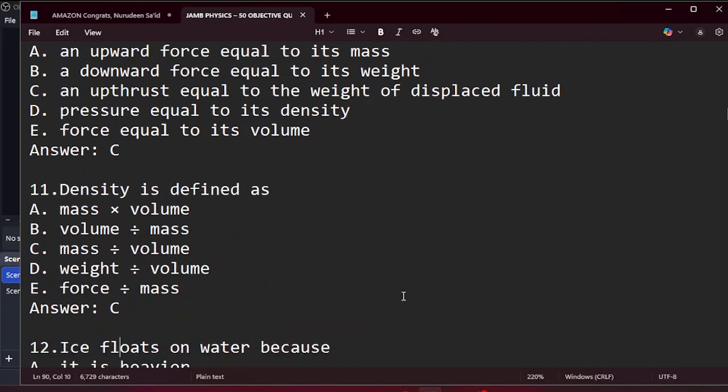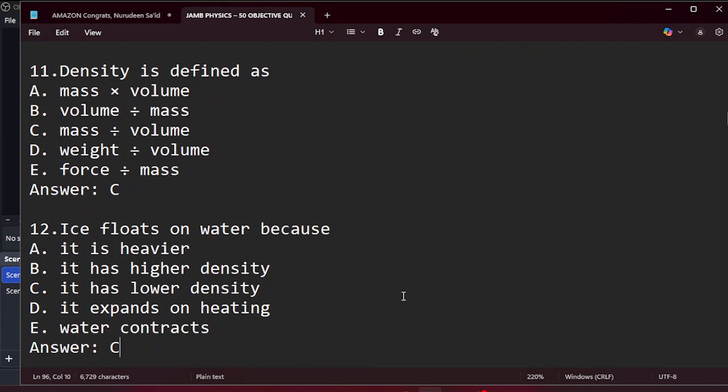Alright, question number 11. Density is defined as A. Mass times volume. B. Volume divided by mass. C. Mass divided by volume. D. Weight divided by volume. And E. Force divided by mass. The answer is mass divided by volume.